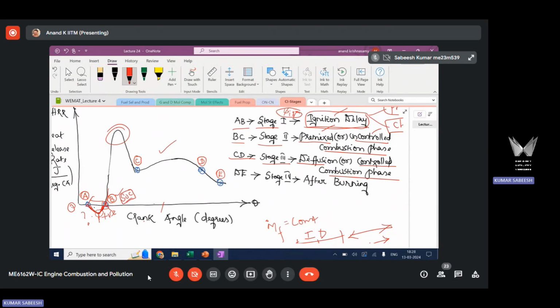But what will limit the progress of this stage, stage 3? You have higher pressure, you have higher temperature, fuel will immediately vaporize. But what is going to limit the burn rate?